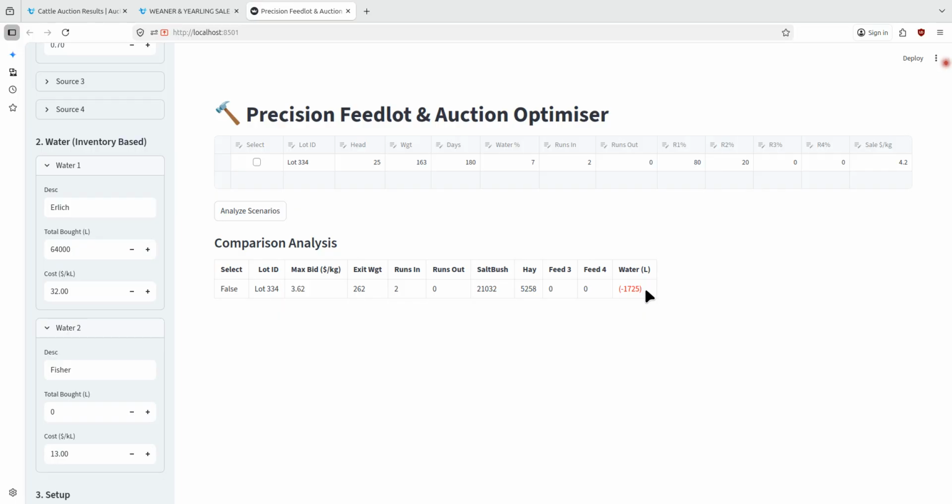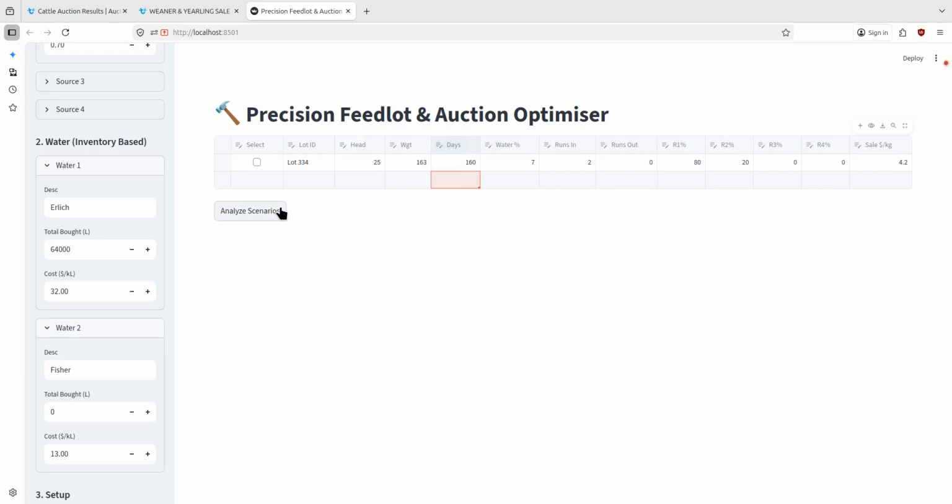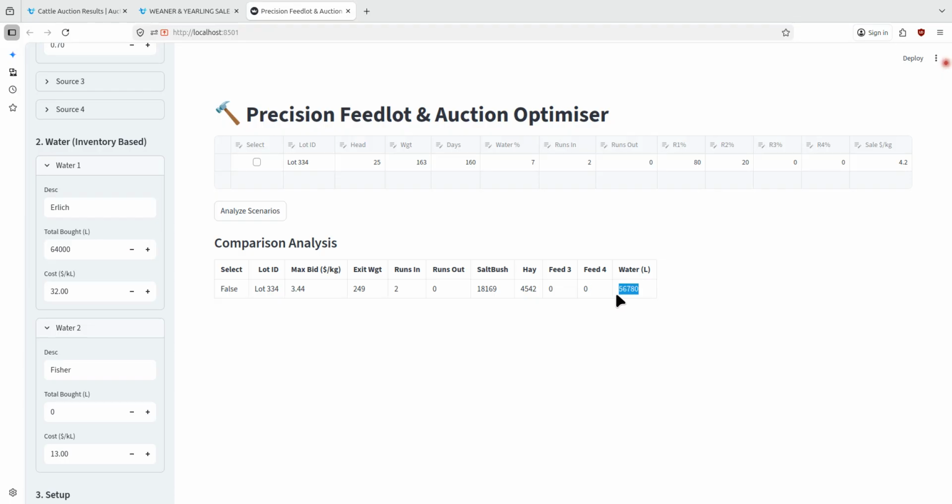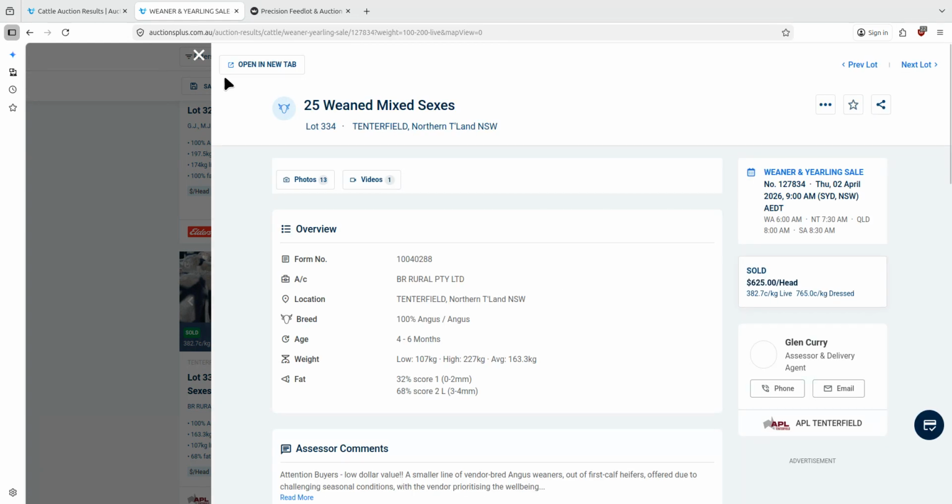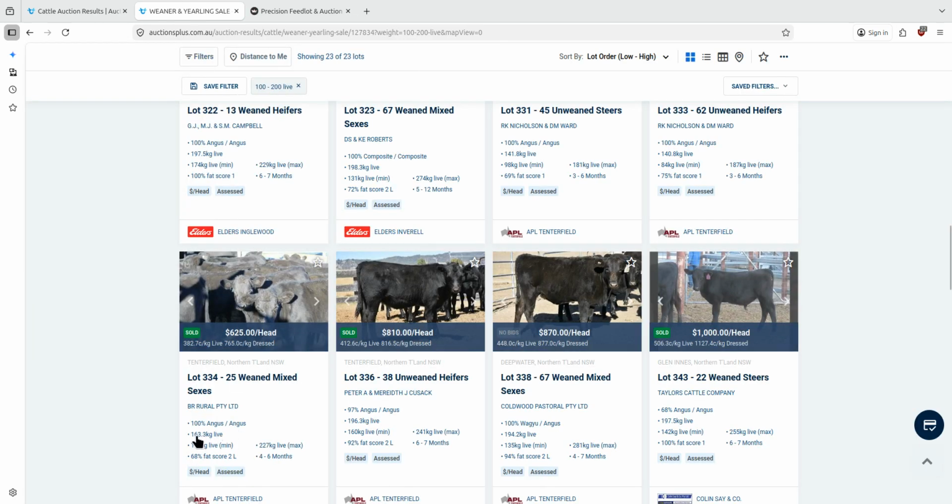So I can't buy this lot because I don't have enough water to feed them. But if I only had them on the property and grew them for 160 days, then of course I probably would have, because I only need 56,000 and I've got 64,000, so I've got plenty of water. The average weight here is 163 kilos for that lot. And this is an example I'm analysing.